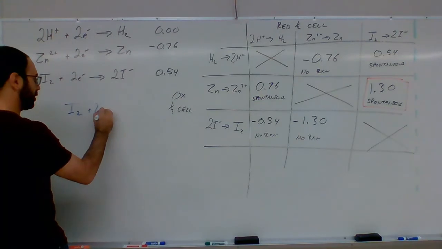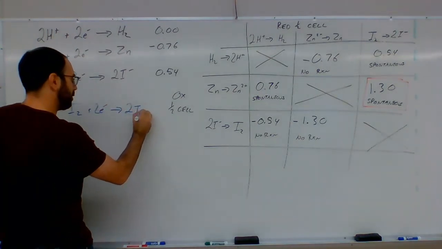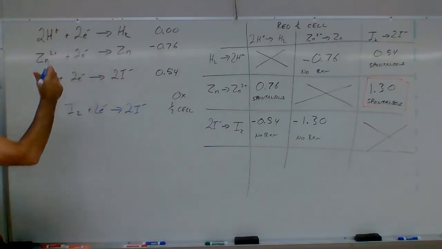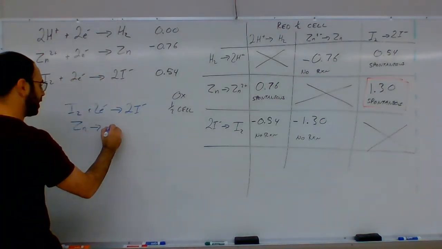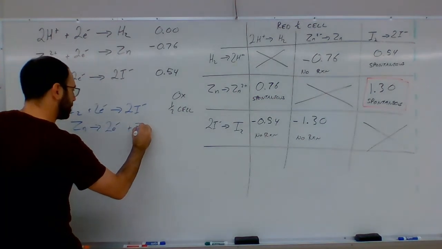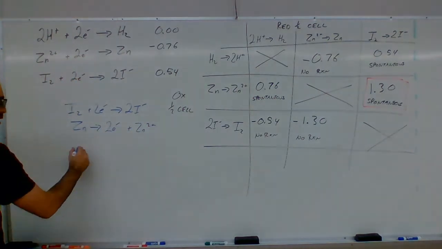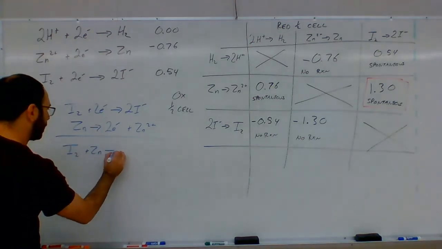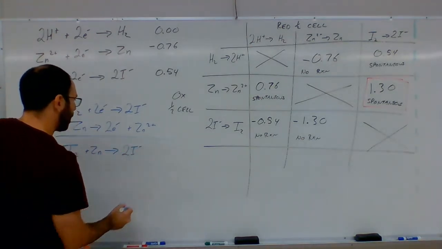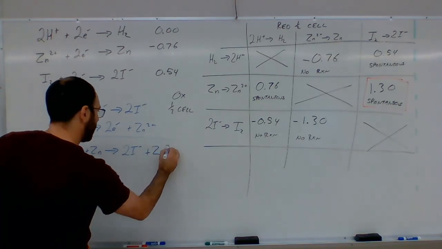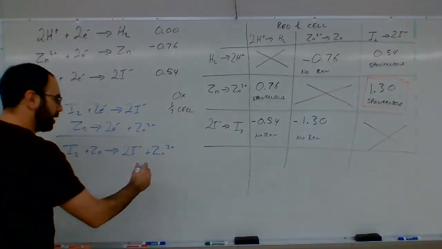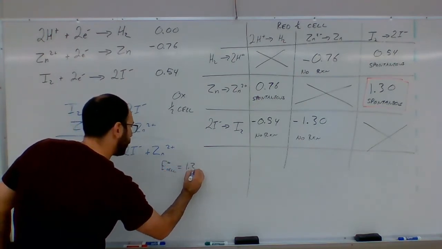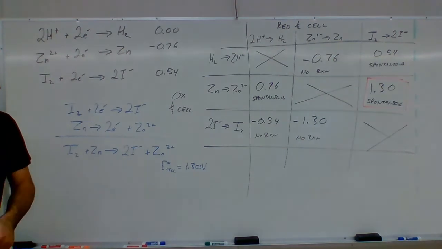I2 plus 2 electrons giving us 2I minus, being combined with the oxidation of zinc, the Zn giving us the 2 electrons plus the Zn 2 plus. So our overall reaction is I2 plus zinc giving us 2I minus plus the Zn 2 plus, and we get an overall E naught for the cell of 1.30 volts.